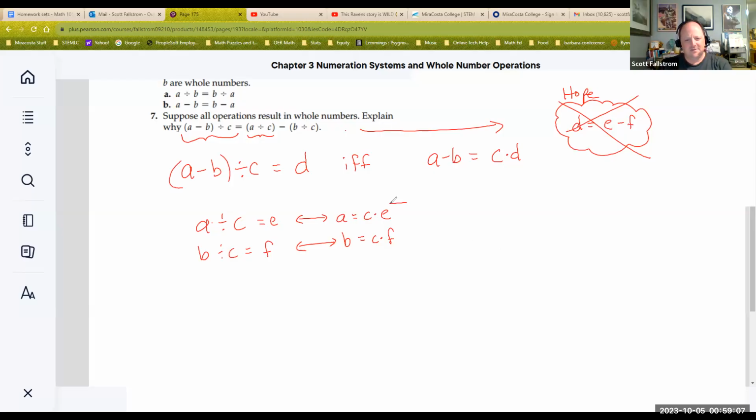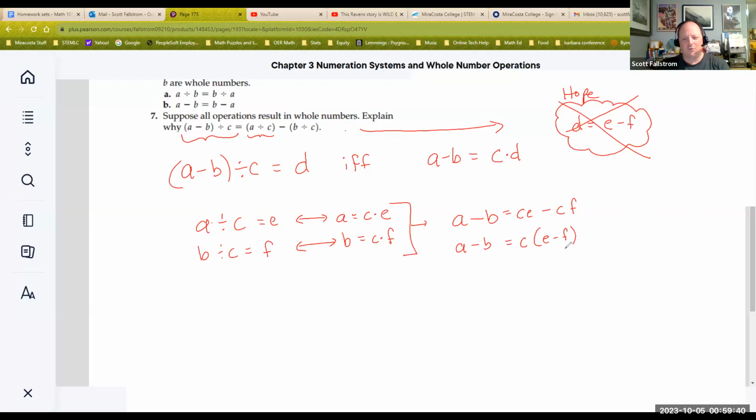Now I'm going to take these two quantities. Let's do a minus b, because that's what I have up here. And what does this equal? a minus b is equal to ce minus cf. Each of these has a common factor of c, which means a minus b is actually equal to c times e minus f. Well, what is e minus f?